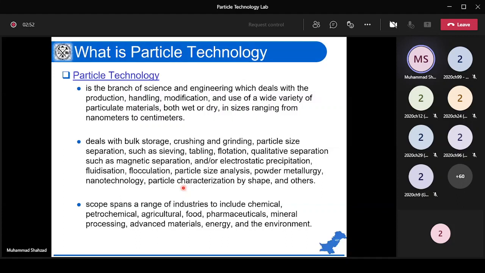All the processes which are dealing with the particles, their modification, their handling, their production, they all come under the scope of particle technology. Similarly, you need to find the specific application of particle technology in petrochemical, agriculture, food industry, pharmaceutical industry.